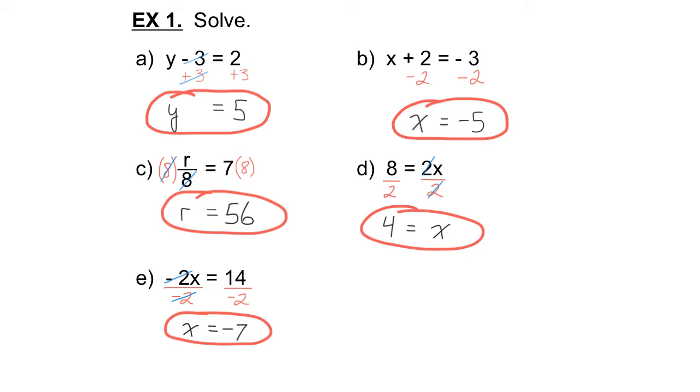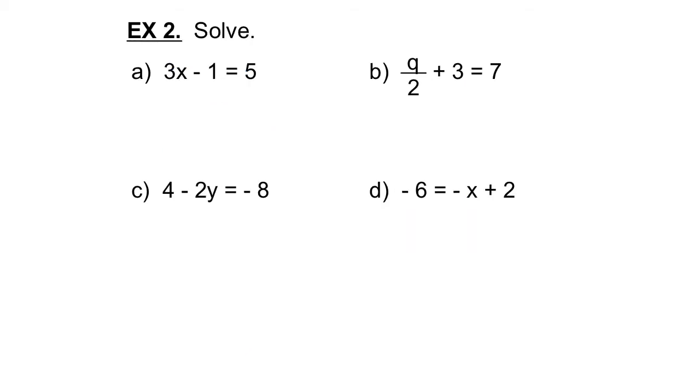So these are all examples of what I'm calling one-step equations, because there was one step that you had to do in order to solve. You only had to add or subtract or multiply or divide by a single number. The next examples are going to be examples of two-step equations.